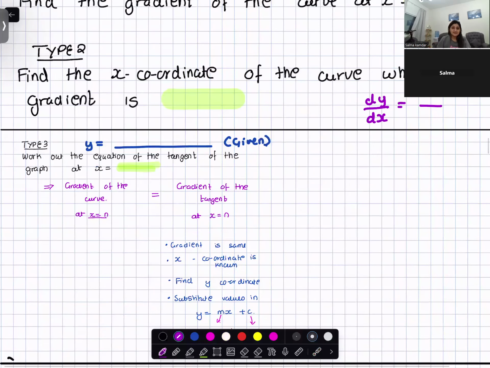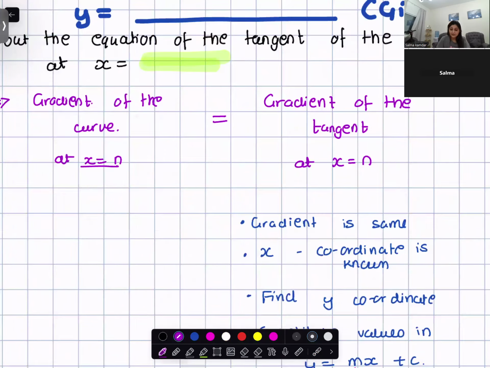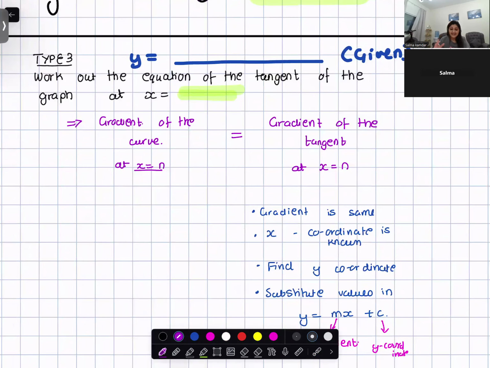The type 3 sum that we're looking at, you will be asked to find the equation of the tangent of the graph. Now you should know that a tangent is a straight line. So the equation would be in the form of y is equal to mx plus c. So you will be asked to find the equation of the tangent at x is equal to something.